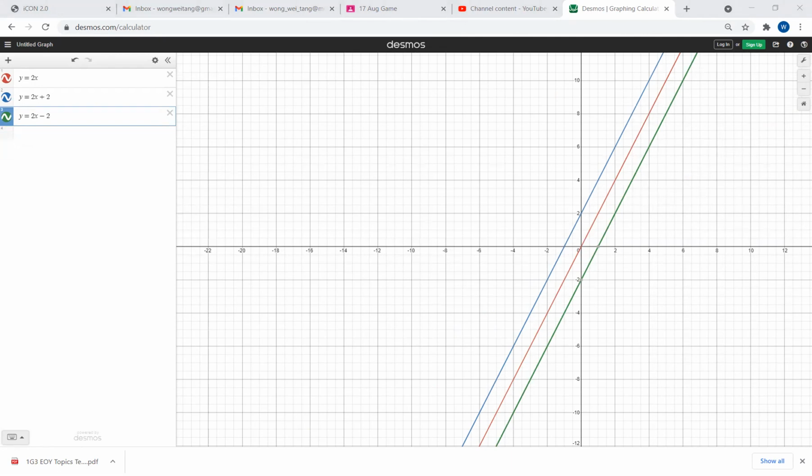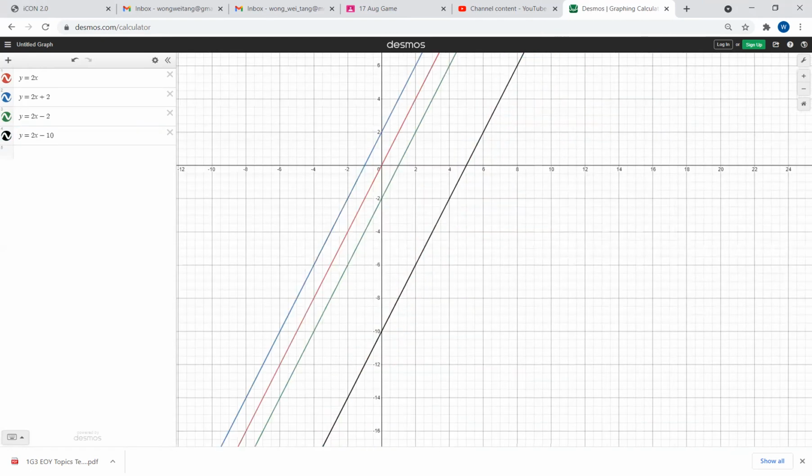Let's keep the 2 constant. Let's change it to y equals 2x, and give me another number. Something bigger. Let's say minus 10. You see that? Y equals 2x minus 10. I kept that 2 in front of the x common. By keeping that 2 constant, I ended up with graphs that are parallel.